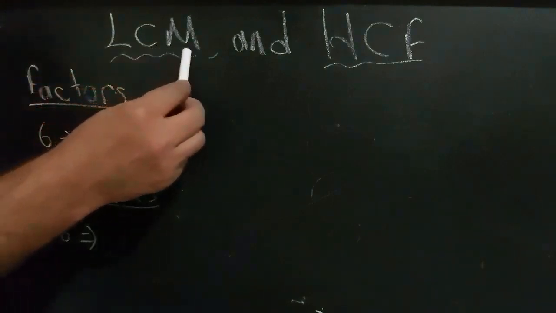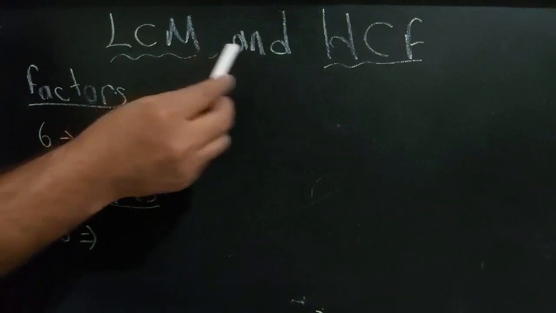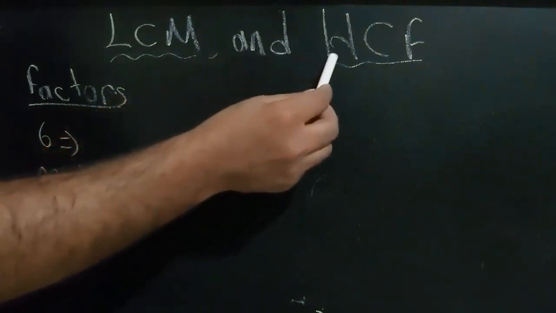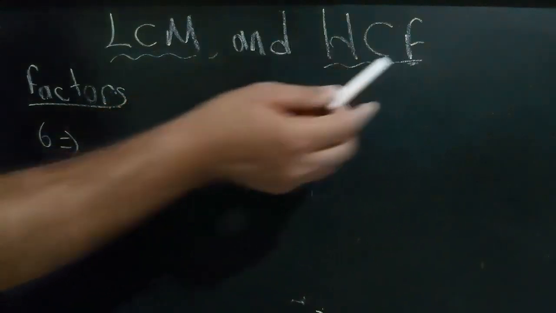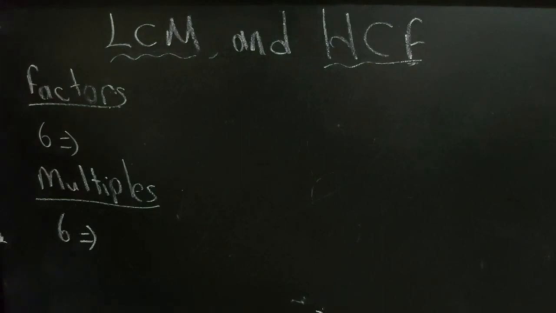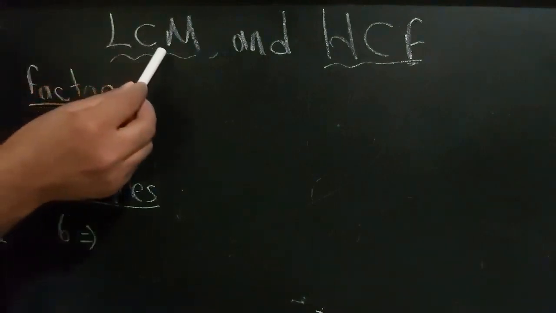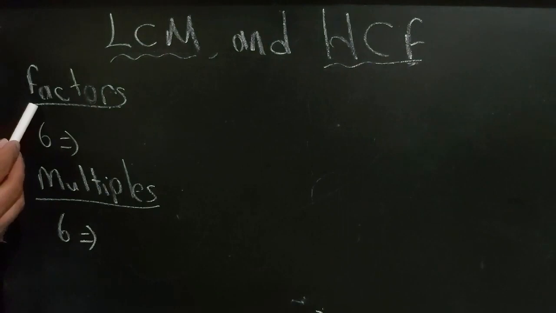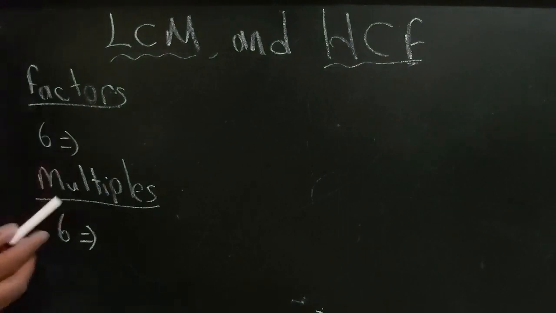LCM is lowest common multiple. HCF is highest common factor. Alright, so before starting to explain the LCM and HCF, I should explain two things: factors and multiples.